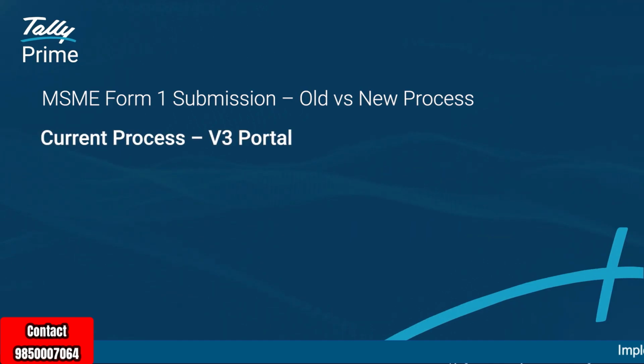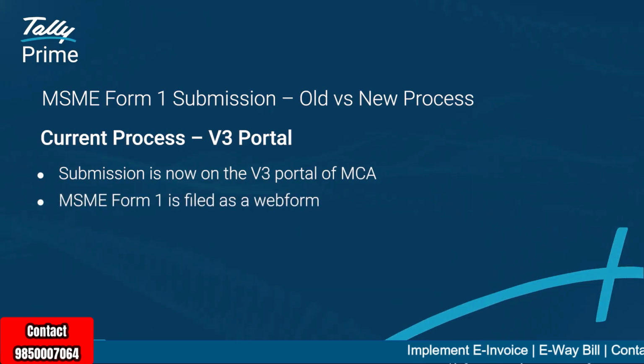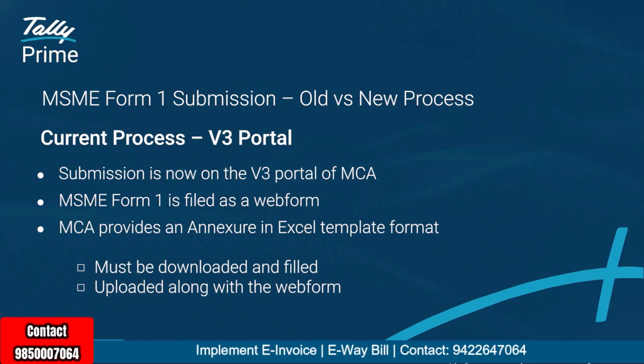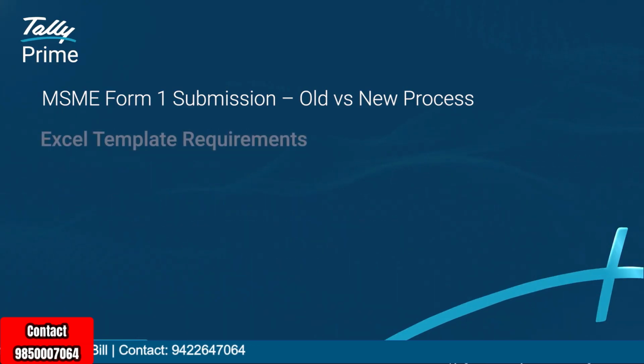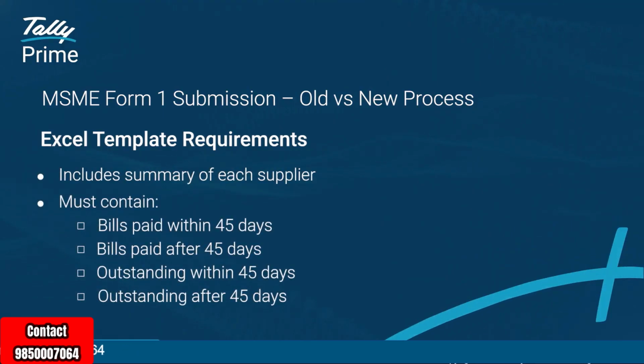Now, the process has shifted to the V3 portal, where you can update the MSME Form 1 as a web form. MCA has also provided an annexure in Excel template format that needs to be downloaded, filled with the summary of each supplier, and then uploaded back in the portal along with the web form. The summary will list the details of all bills that are paid and outstanding within or after credit periods.